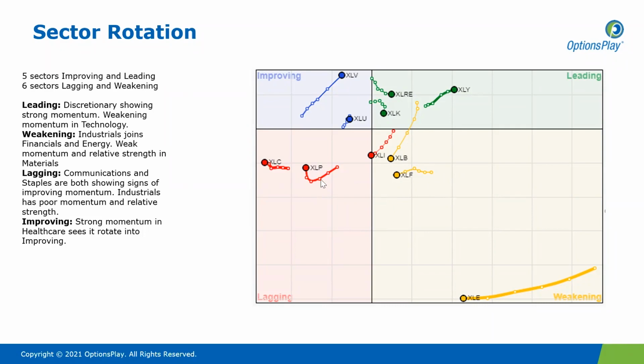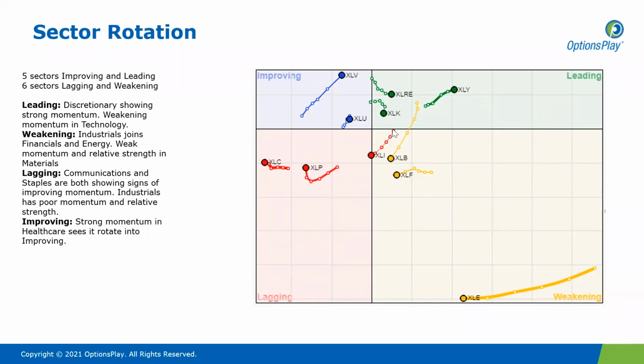Sectors to avoid. Well, according to this, we have communications, but I will be analyzing communications a bit further. We have communications and staples in the lagging category, with very weak relative strength and momentum. A bit of a pickup in momentum for staples, but nothing to really consider as a bullish signal.